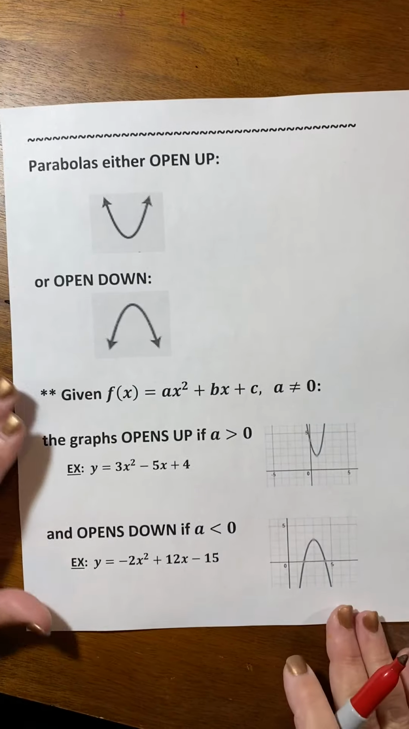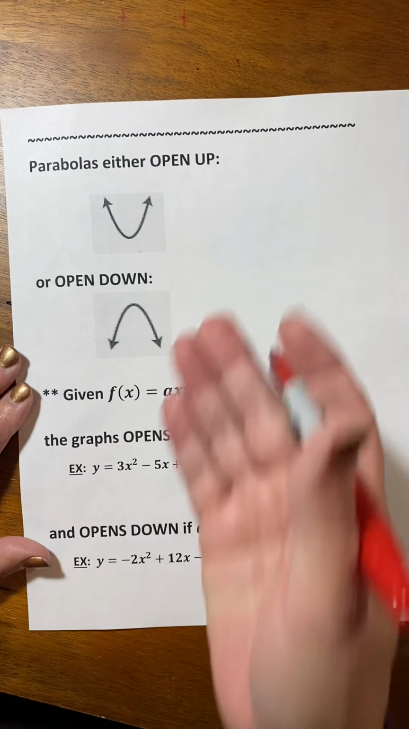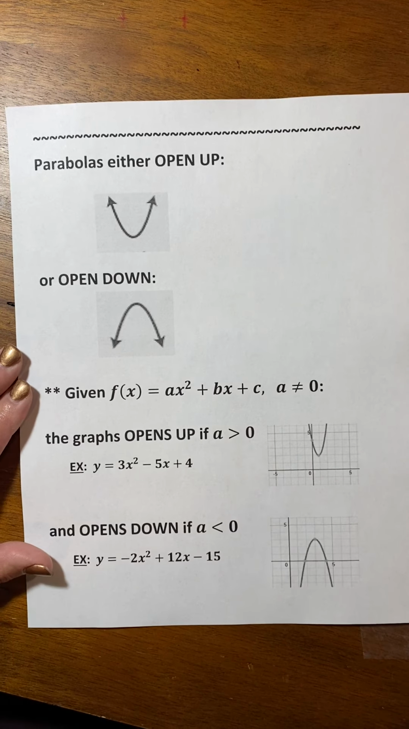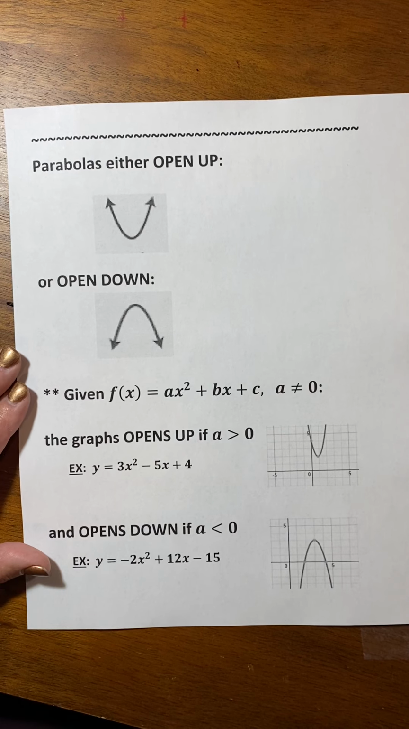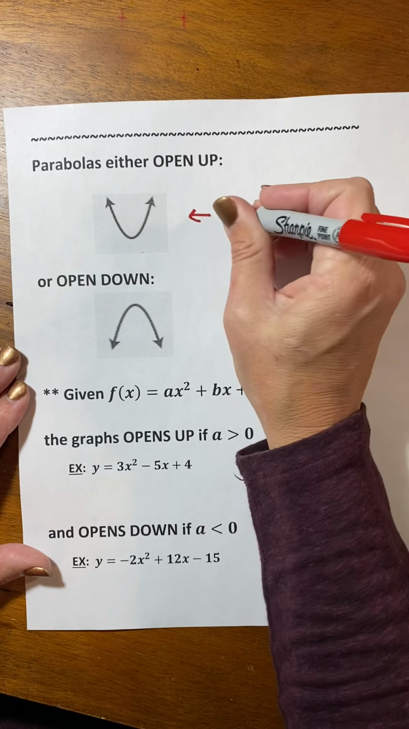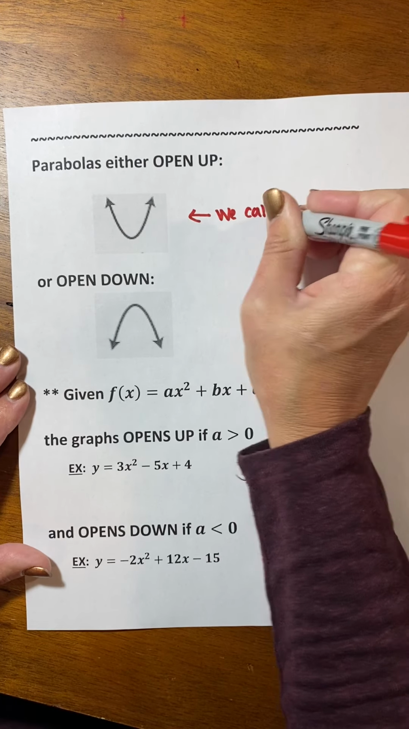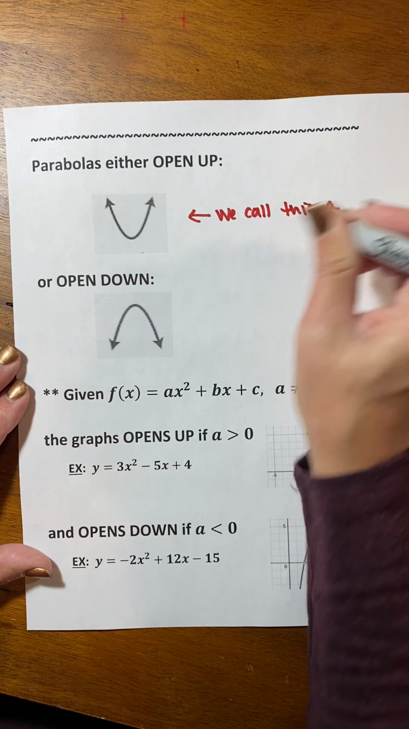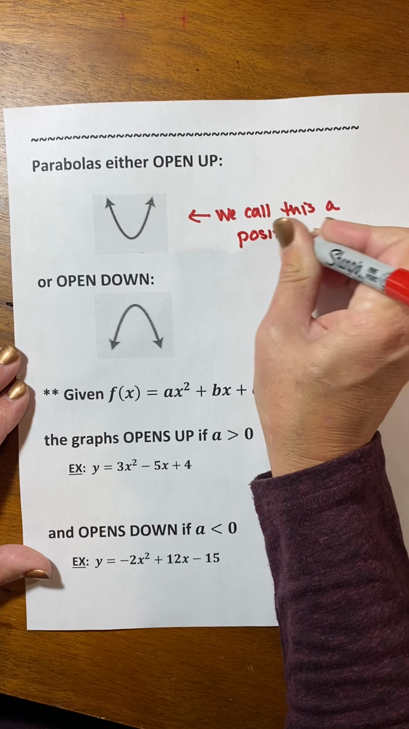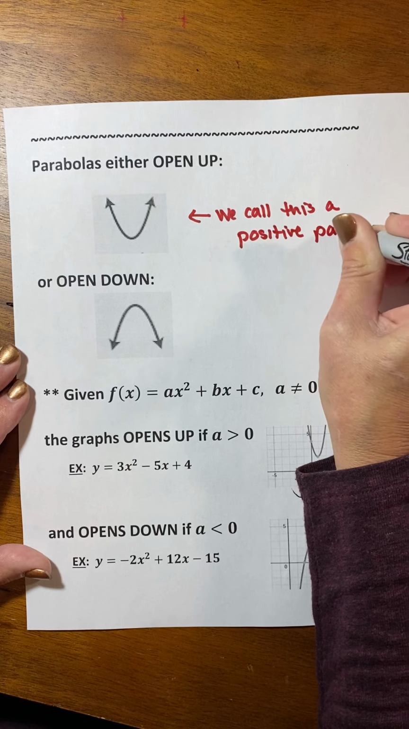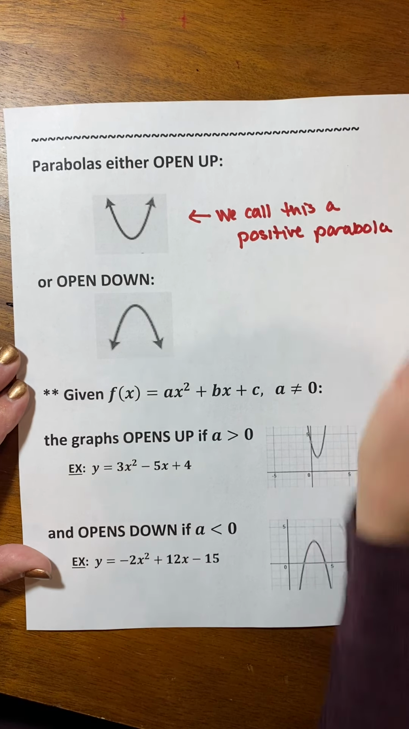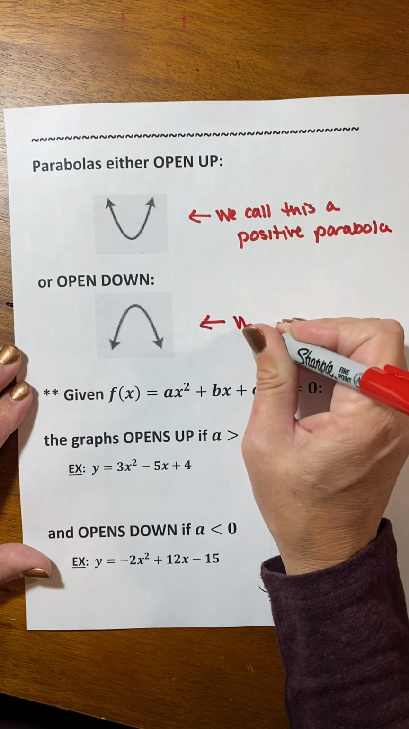All right, parabolas either open up or down. That's clear, we can see what that means, obviously. If it opens up, we call it a positive parabola. So we call this a positive parabola. If it opens down, we call it a negative parabola.